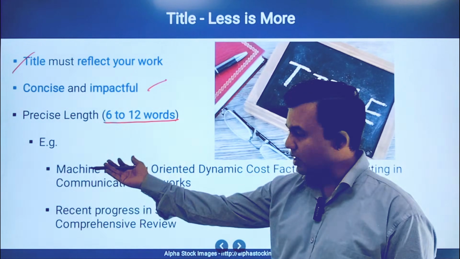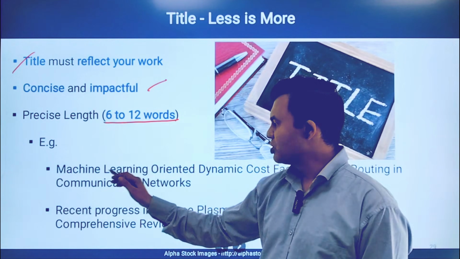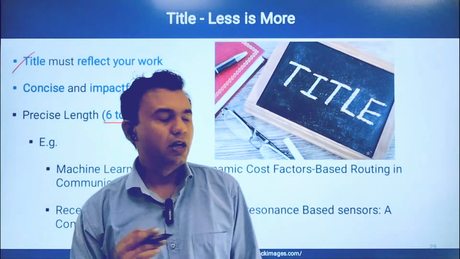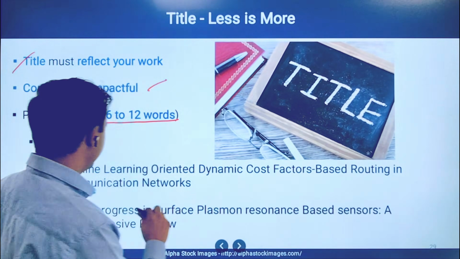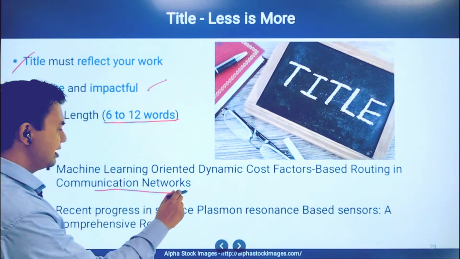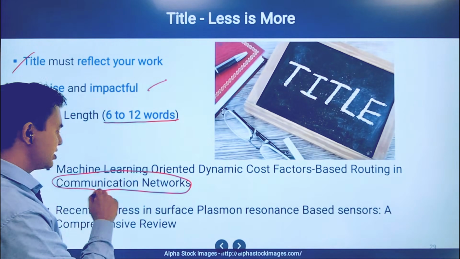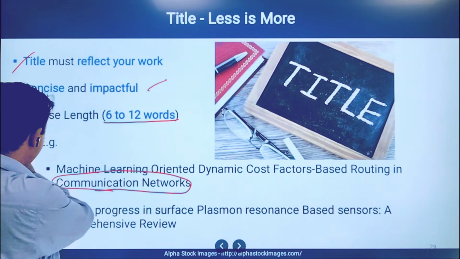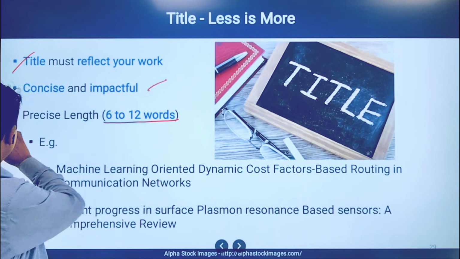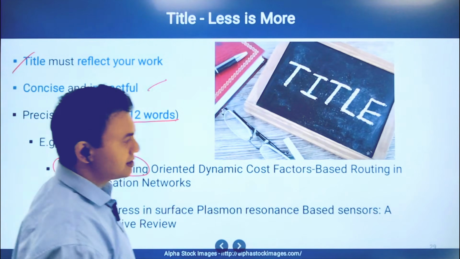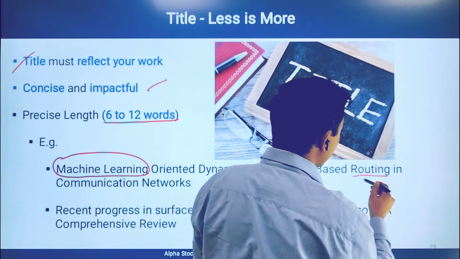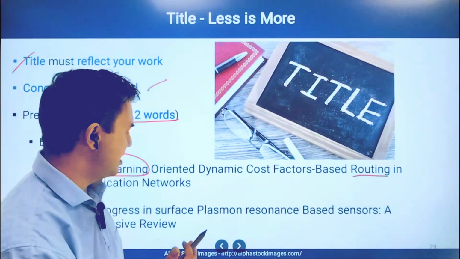Such as, let's say, for an example, this is a title: Machine Learning Oriented Dynamic Cost Factors Based Routing in the Communication Network. So what it says is, the target platform is the communication network, what we are applying is machine learning, and what we are doing is routing algorithms. So that expresses the entire work.